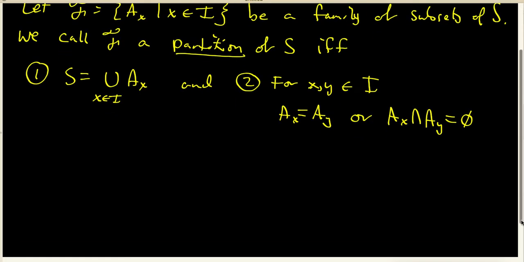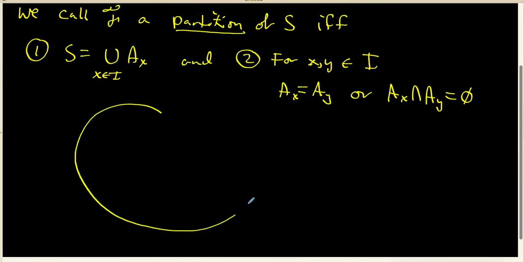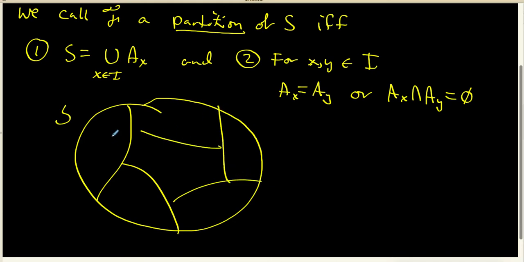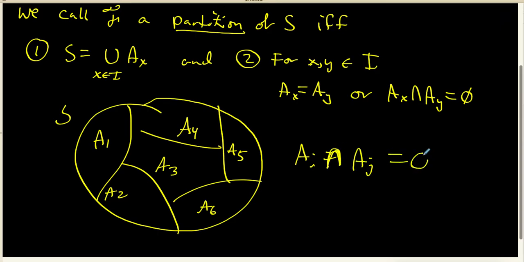We can draw a picture of what a partition looks like. The basic idea behind the definition of a partition is that if this is my big set S, then we chop it up into a bunch of pieces. Because this is finite, I'm going to label these pieces. The pieces would have to be disjoint, so A_i intersect A_j here would be empty if i is not equal to j. This would be a particular picture of a finite partition, but that gives you an idea of how a partition works.